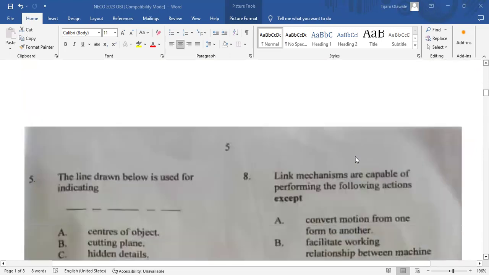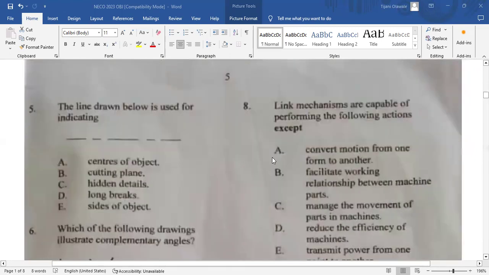Then let's move to question 5. Question 5, as we have here, says that the line drawn below is used for indicating, option A is the answer to this question, centers of object. This is a thin long chain line, which is used for the centers of object.